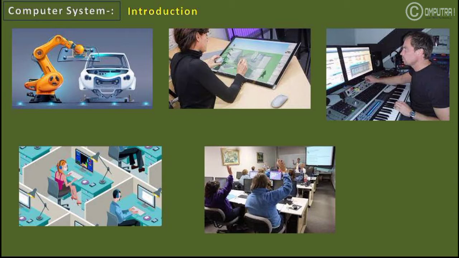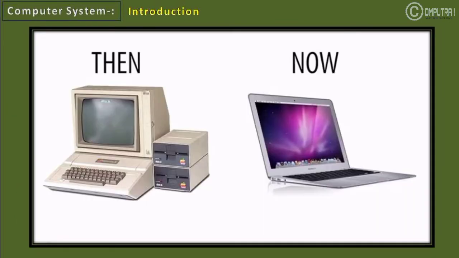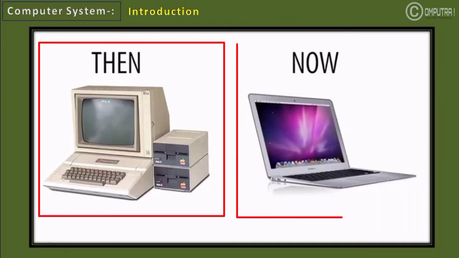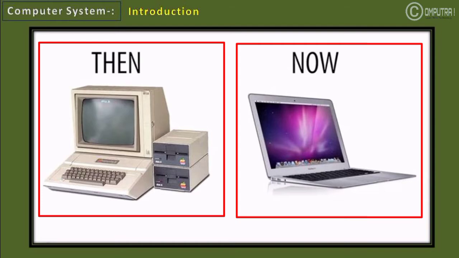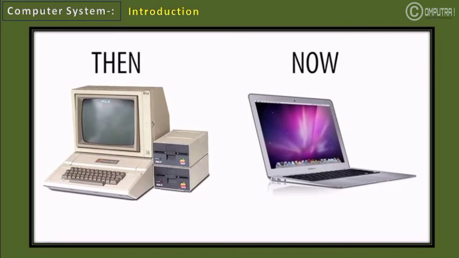Now we will talk about earlier days computer and today's computer. If we compare earlier days computer to today's computer, then they are different because their appearance and their performance are different. In earlier days, computers worked very slow, but nowadays computers work very fast. As you can see on your screen, older computer is bigger and heavier than today's computer. That's why we can say that earlier days computers are different from today's computers.